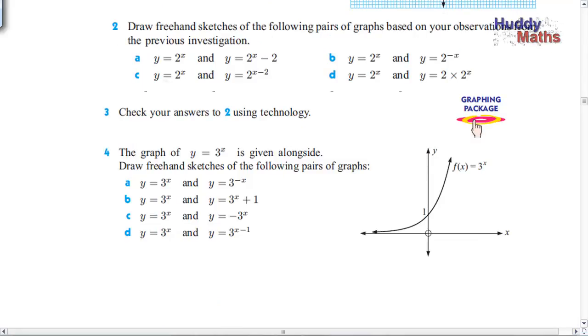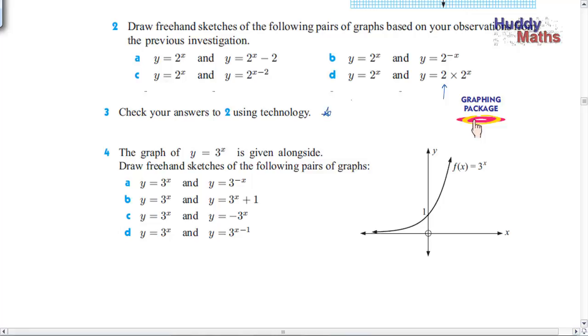3 and 4. Draw freehand sketches of the following pairs using the idea of transformations and what you did before. Just keep in mind, what does a number out the front mean? Substitute x is naught in for the x value there and see where that function would start. And then check it with technology.